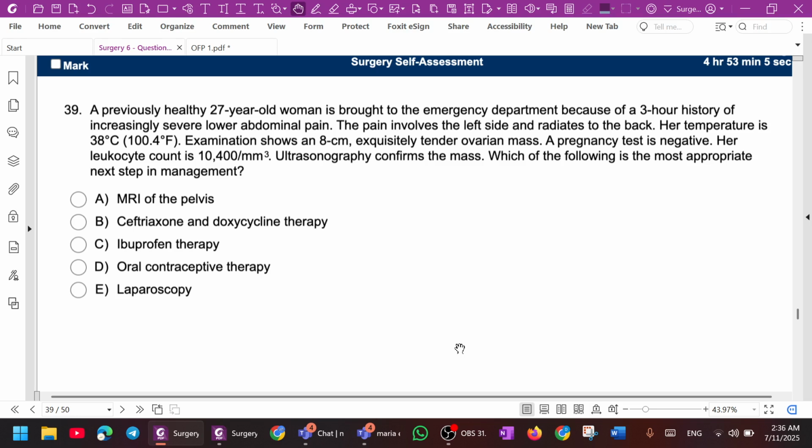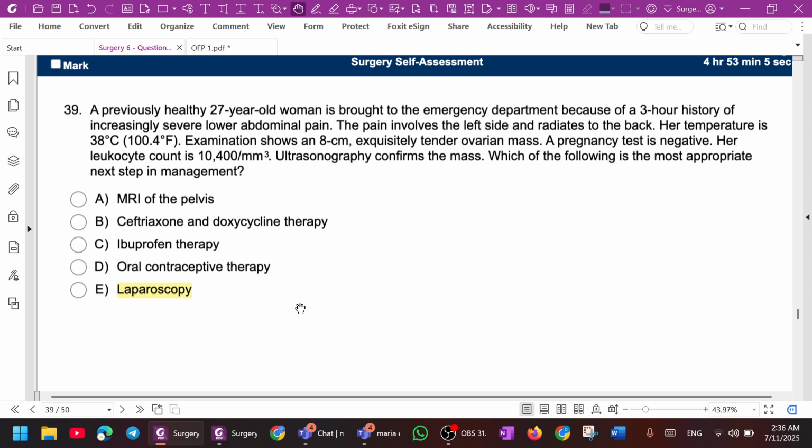She has torsion, maybe. Or is it an infection? No, infection, it says a mass. Yes, she has a tender ovarian mass. Oh, this is torsion. Ready?